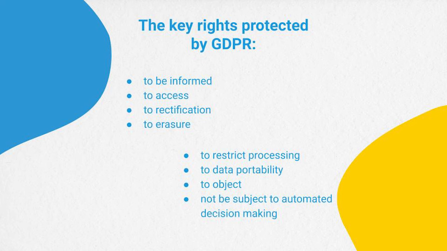Welcome to Module 2. In this module, we are going to take a deeper look at some of the rights of data subjects, such as the right to rectification and the right to erasure. There are 8 key rights protected by GDPR that are essential to know. The right to be informed, the right to access, the right to rectification, the right to erasure, the right to restrict processing, the right to data portability, the right to object, the right to not be subject to automated decision-making.